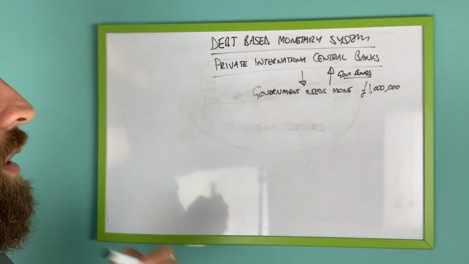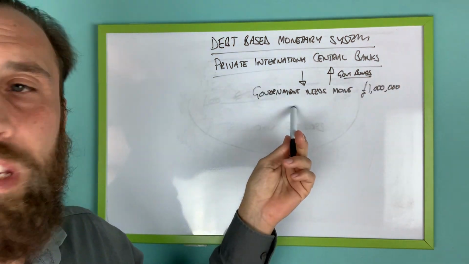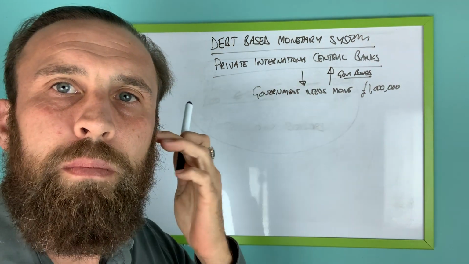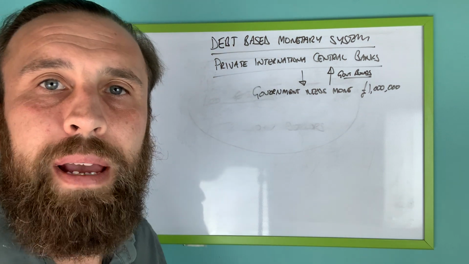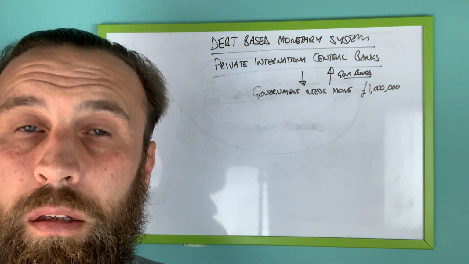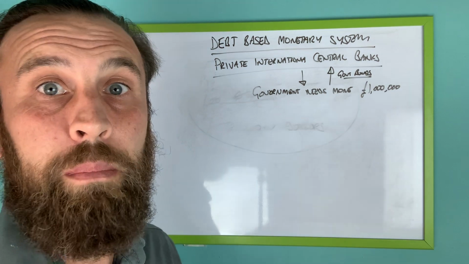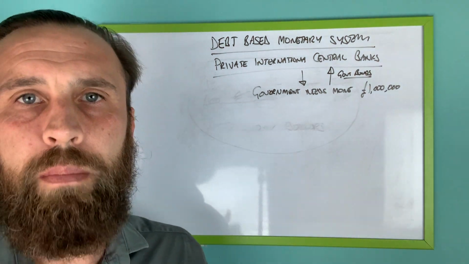Okay? So the private international bank says, of course, yeah, we'll print you the money, no problem at all. There you go, it's £1 million. But in return, as the government, you must give us £1 million worth of government bonds. Sounds like a fair trade, doesn't it? You know, I'm giving you something, you give me something, you scratch my back, I'll scratch yours.